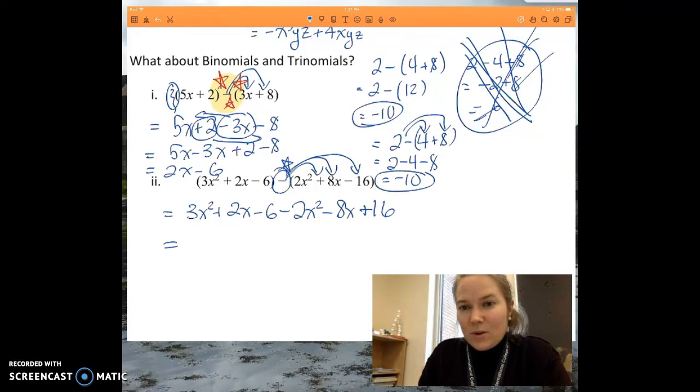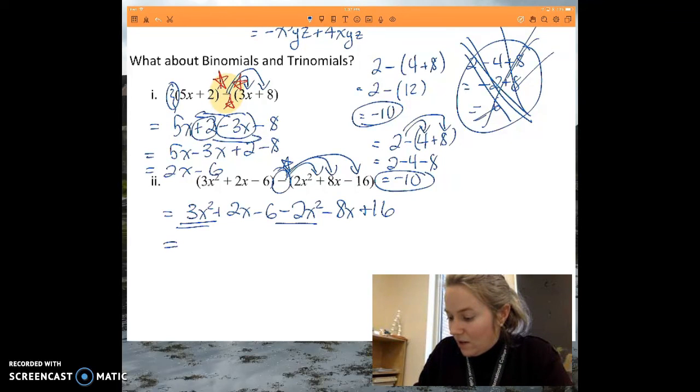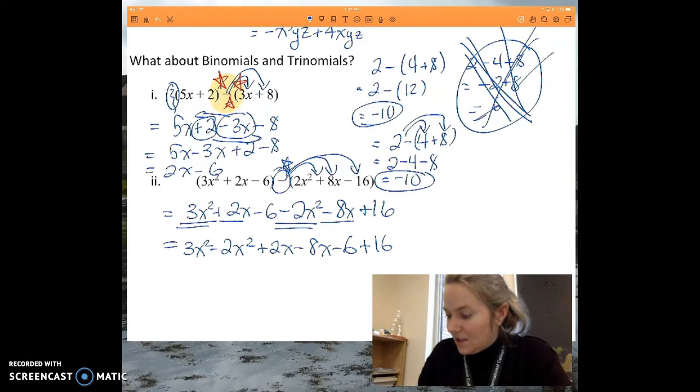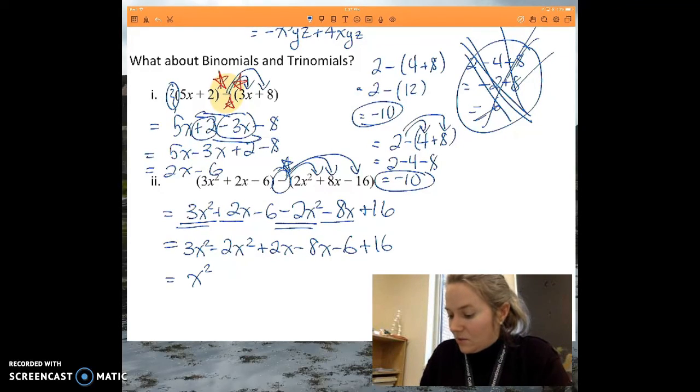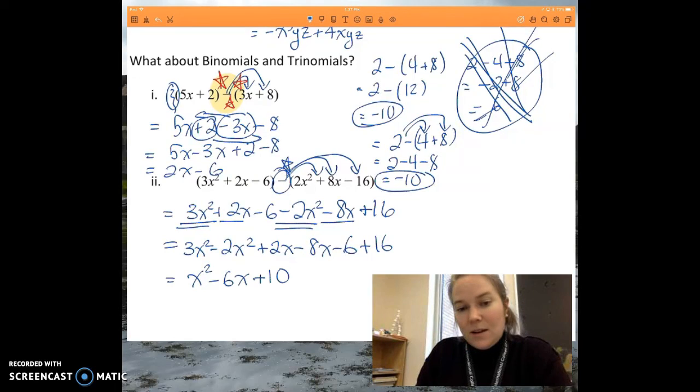Okay. So now we're going to figure out the rearrangement. So I'm going to take all my x squareds together, 3x squared minus 2x squared. I'm going to put all my x's together, plus 2x minus 8x. And I have minus 6 and plus 16 left over. This stage is called collecting like terms. It's very important. I will be looking for it on your assessments. 3x squared minus 2x squared is 1x squared, which I just write as x squared. 2x minus 8x is minus 6x, and negative 6 plus 16 is positive 10. And that's your final answer.